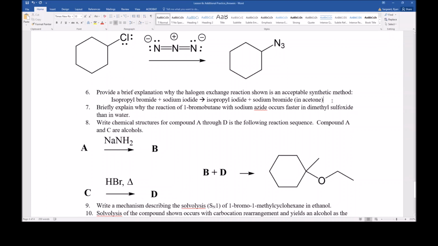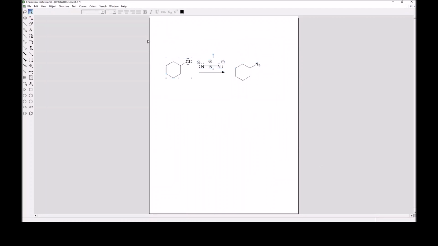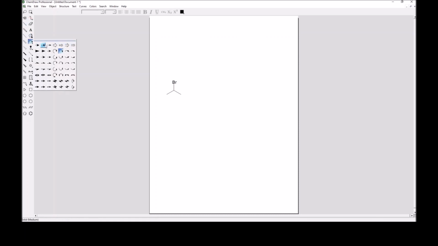Okay, next question. Provide a brief explanation of why the halogen exchange reaction shown is an acceptable synthetic method. We have an isopropyl bromide. We're reacting that with sodium iodide to get isopropyl iodide and sodium bromide. To think about what that looks like in terms of structures, here is my isopropyl bromide. That's what the question started off with. And I'm going to react that with sodium iodide. And the solvent for this reaction will be acetone. And the product of this reaction is going to end up being isopropyl iodide.